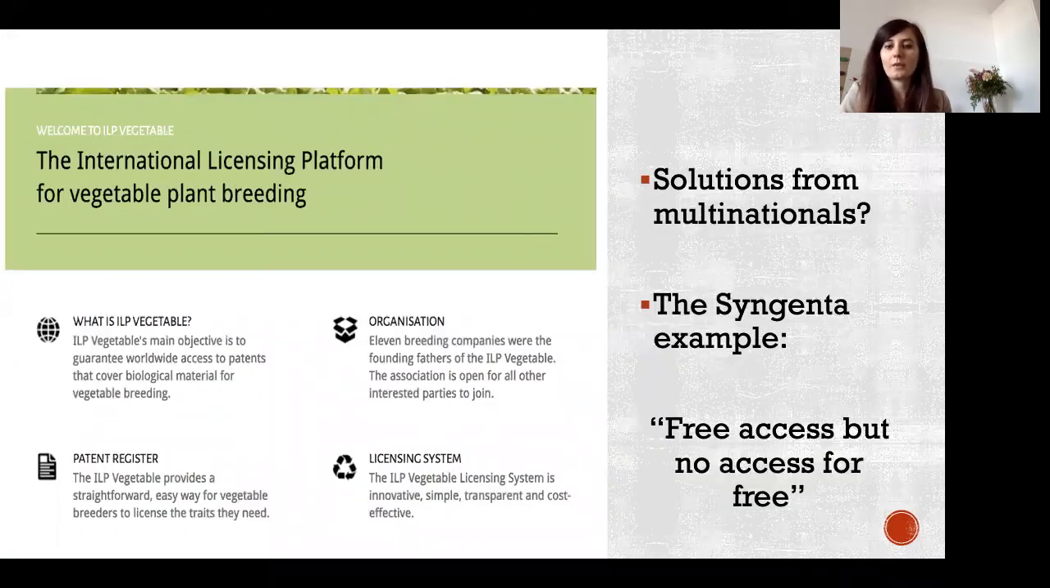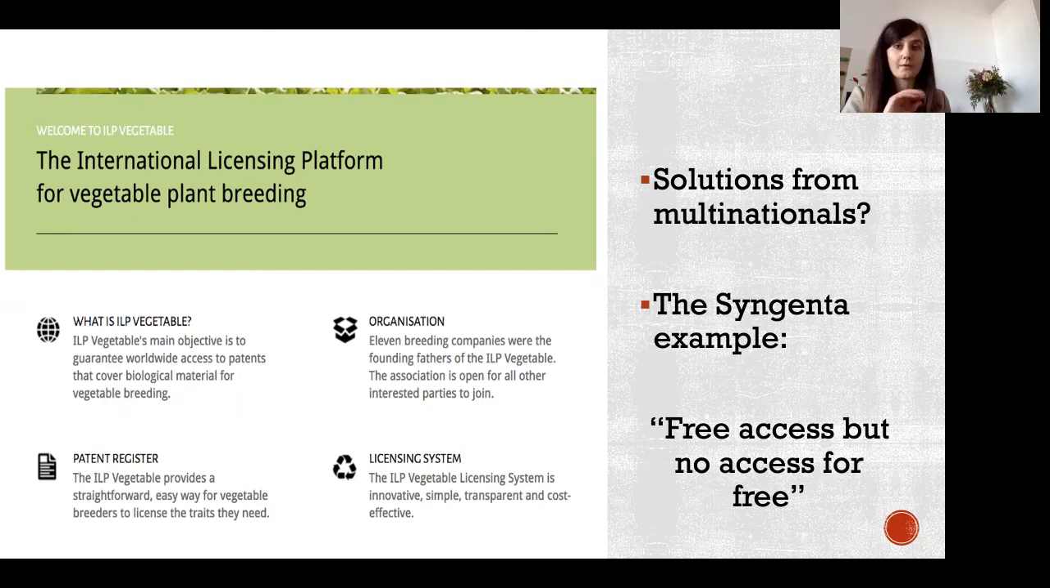Another solution comes from the industry itself. So we know Syngenta is a multinational, and it has created the international licensing platform for vegetable plant breeding that brings together different companies and organizations that engage in plant breeding. The motto of this platform is free access, but not for free. So companies and breeders have the possibility to see the different plant material that is available and to negotiate the terms of accessing plant materials.